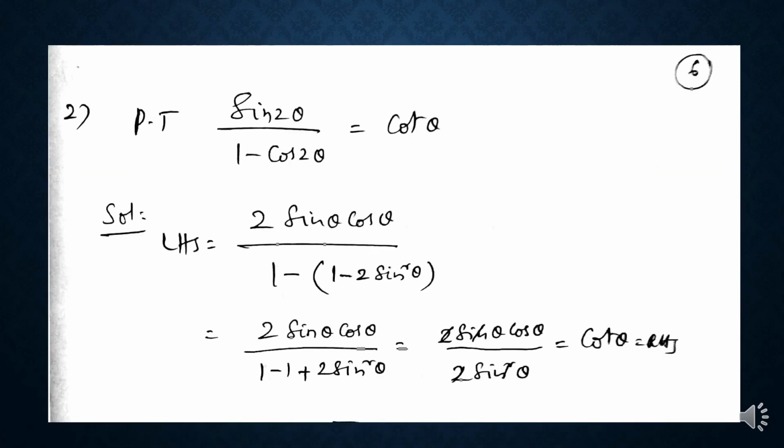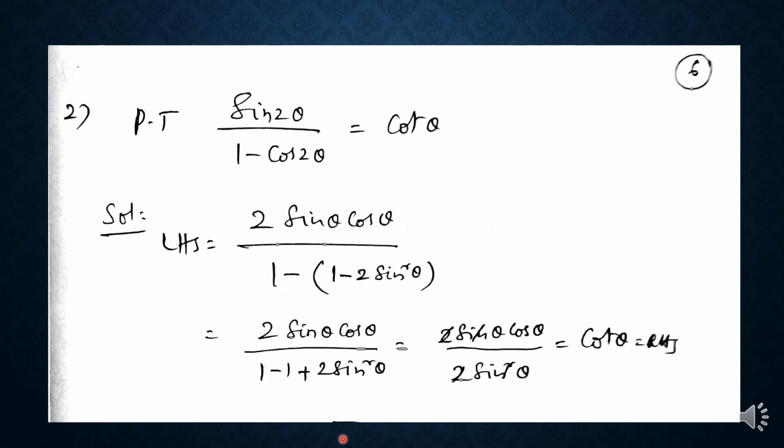Next problem. Prove that sine 2 theta by 1 minus cos 2 theta is equal to cot theta. So we have given prove that or show that, then we should take either LHS or RHS. By taking one side, we can show the other side of the problem. So by taking LHS here, sine 2 theta by 1 minus cos 2 theta.